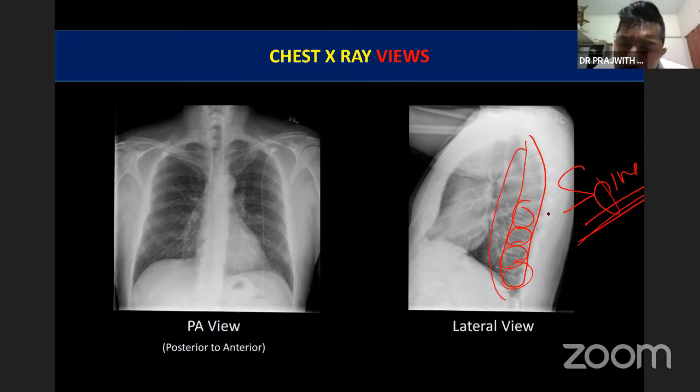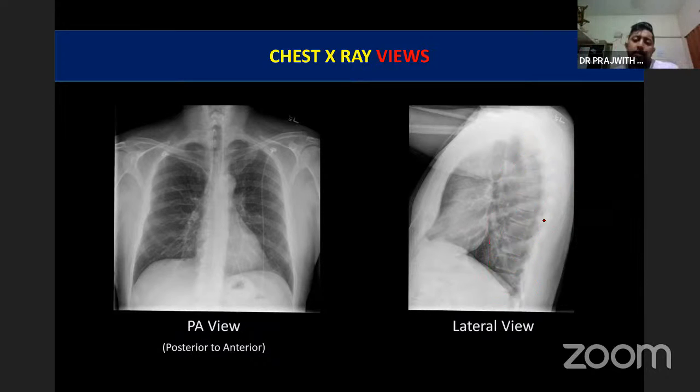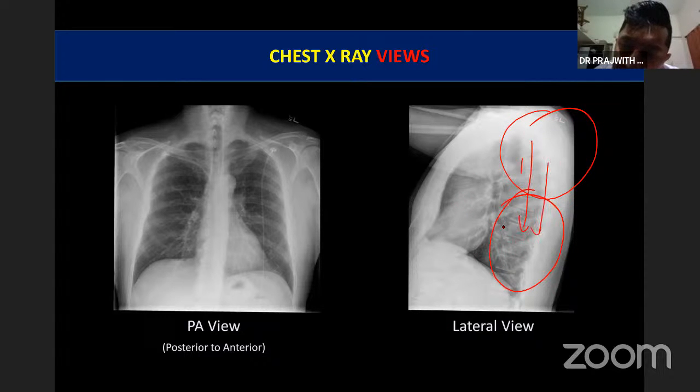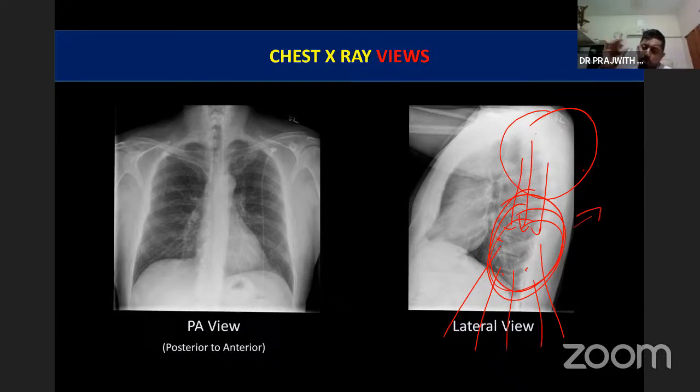It's not exactly the vertebral body which is becoming blacker. What is happening? There is more soft tissue here, there is less soft tissue here. So as I go downwards, more and more X-ray is passing through the spine. The X-ray is passing through the lung, because the lung is larger at the lower part.